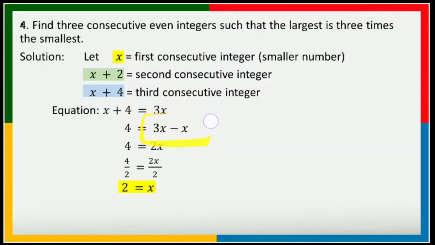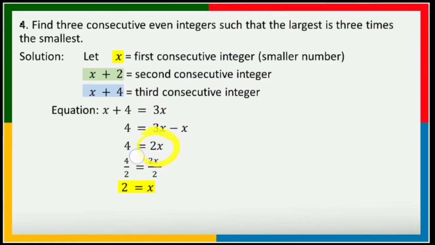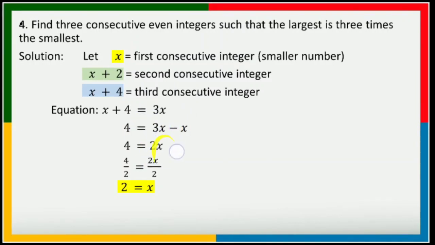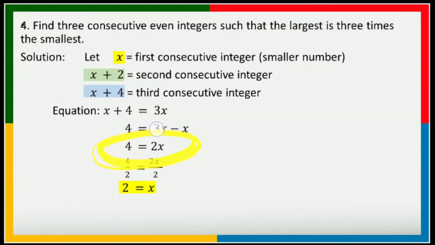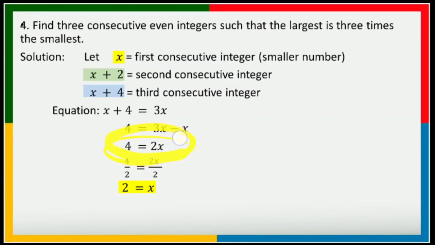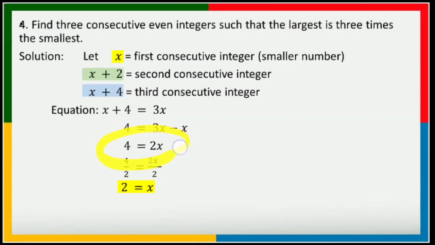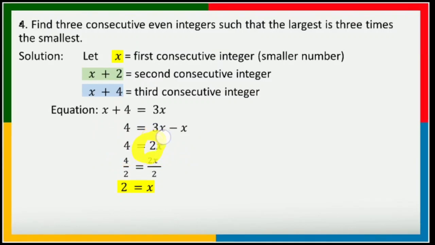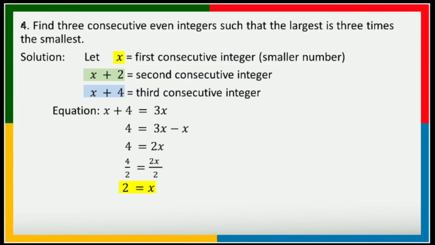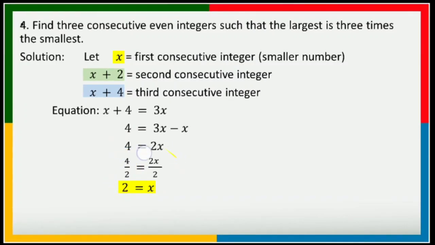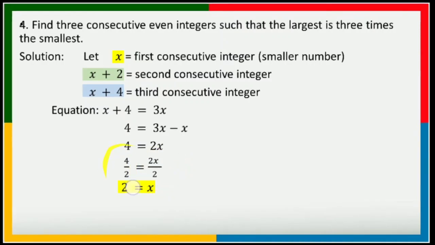Now, let's subtract this. So 4 is equal to 3x minus x, which is 2x, because when we subtract the coefficients, 3 minus 1 is 2. Then copy the variable x. To solve 4 is equal to 2x, we have to isolate the variable. To isolate the variable, you have to divide both sides of the equation by the numerical coefficient of our variable. The numerical coefficient of our variable is 2. Therefore, divide both sides by 2. So 4 divided by 2 is equal to 2x divided by 2. 4 divided by 2 is equal to 2.